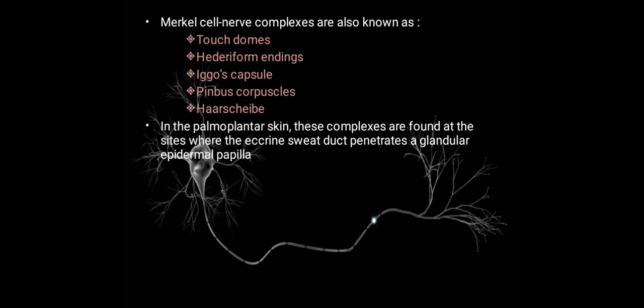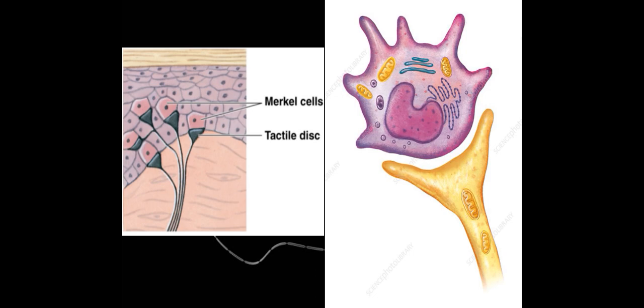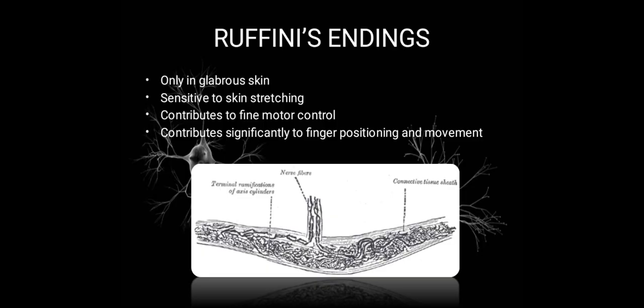Hedgehog endings, Iggo capsule, Pinkus corpuscles, SLB. I'm not sure about the pronunciation of all this. In the palmar and plantar skin, these complexes are found at the sites where the eccrine sweat duct penetrates a glandular epidermal papilla. Merkel cells, tactile disc.